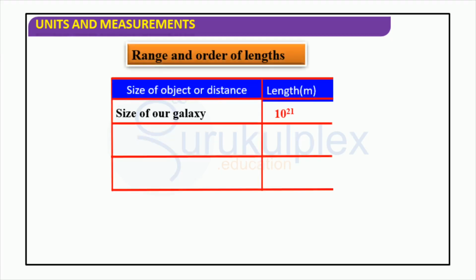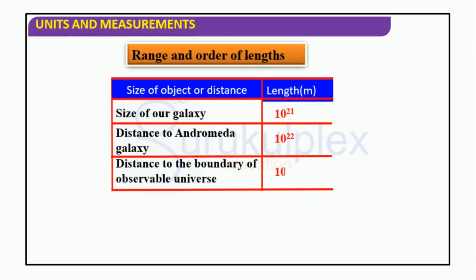It is amazing that objects and distances can be measured with the unit of a meter. A meter is approximately equal to the length of a yardstick. We usually measure areas and volumes with different units, but meters are typically used to measure the distance between 2 points. For example, the size of our galaxy is about 10^21 meters and the distance to the Andromeda galaxy is estimated to be 10^22 meters. Moreover, the boundary of the visible universe is estimated to be an astonishing 10^26 meters away.